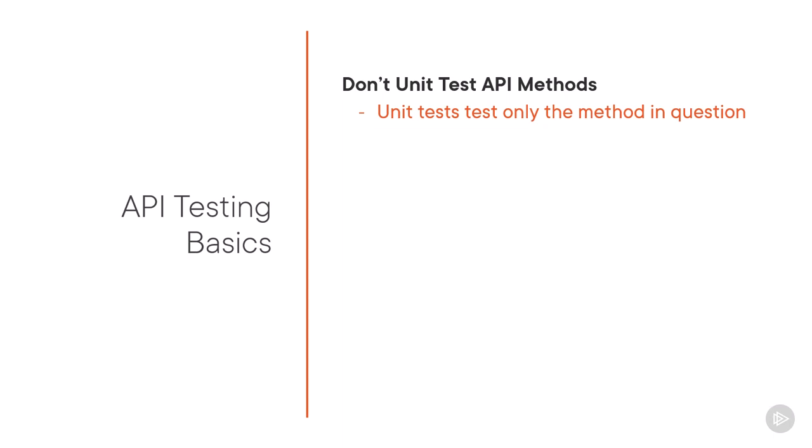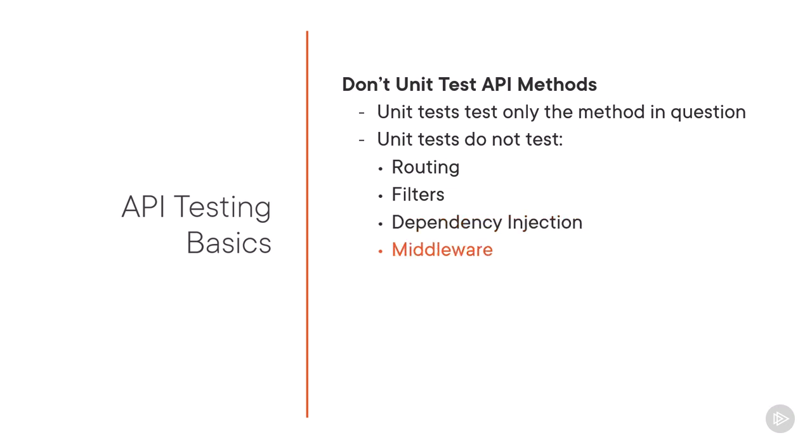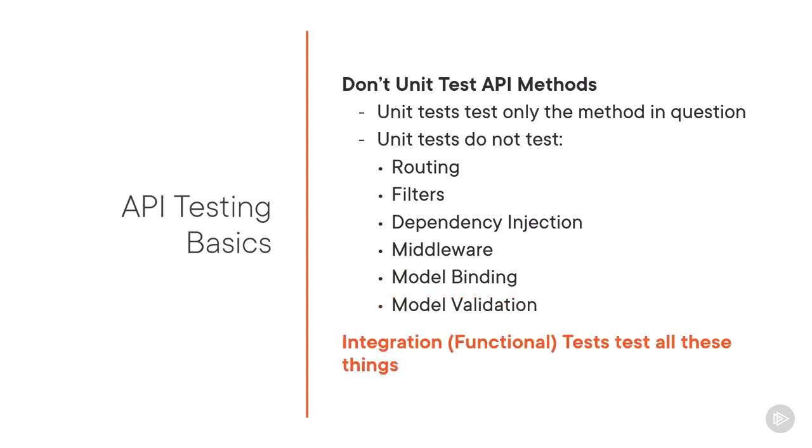And if that is the case, then that means that your unit tests, by definition, do not test routing, filters, dependency injection on the controller, typically. Not whatever you decide to pass in yourself in your test, but the actual mechanics of dependency injection in your application. They don't test middleware, they don't test model binding, they don't test model validation. None of these things are covered by unit tests. However, functional tests, also known as integration tests, will test all of these things.